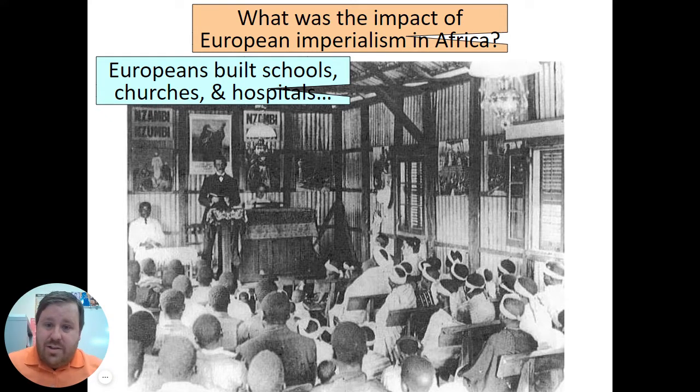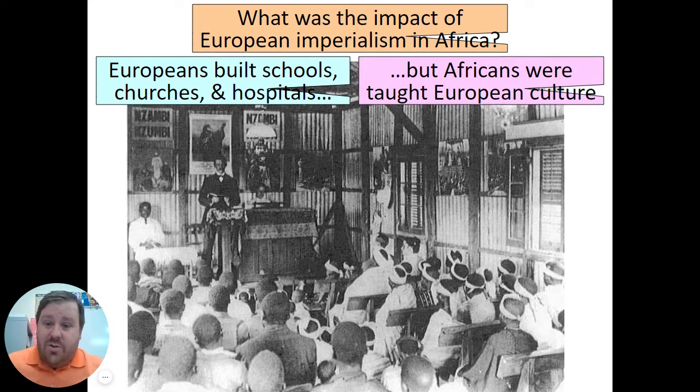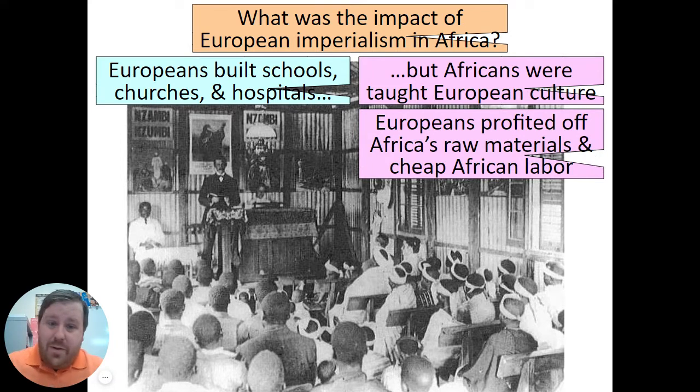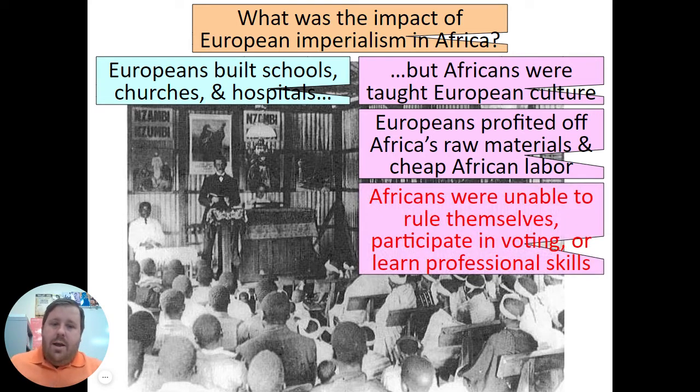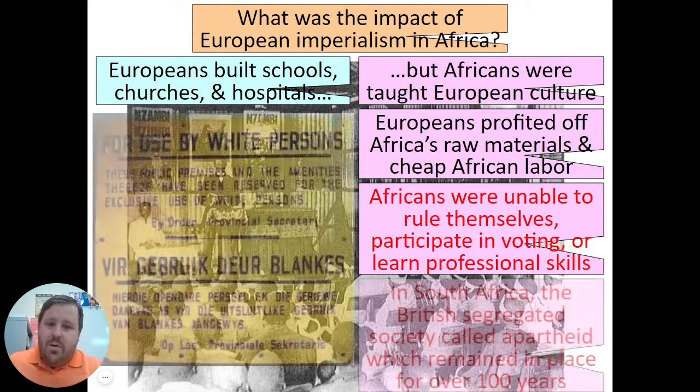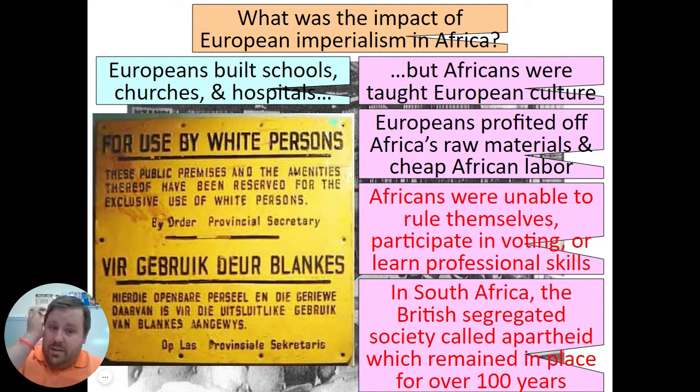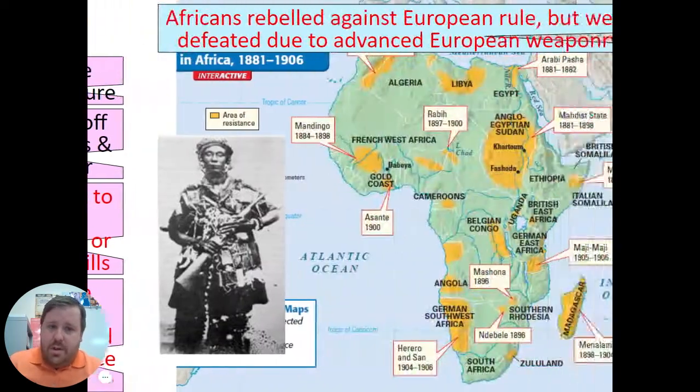Europeans built schools, churches, and hospitals, but Africans were taught European culture. Again, they're trying to bring civilization by bringing European culture in and not respecting the culture of the Africans that are already there. Europeans profited off Africa's raw materials and cheap African labor. And Africans were unable to rule themselves because the Europeans came in and controlled them politically. They were unable to participate in voting or learn professional skills. And in South Africa, the British segregated society, called apartheid, and this remained in place for over 100 years there.